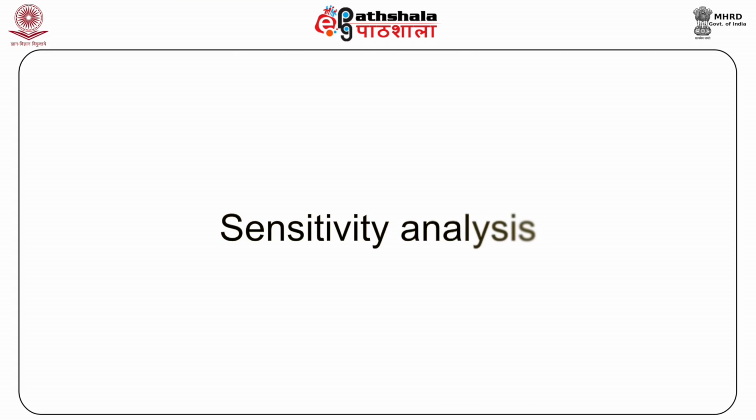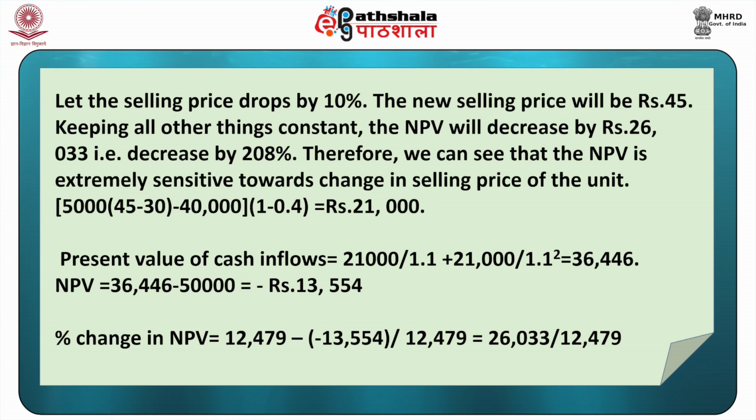Sensitivity analysis. Let the selling price drop by 10%. The new selling price will be rupees 45. Keeping all other things constant, the NPV will decrease by rupees 26,033. That is a decrease by 208%.